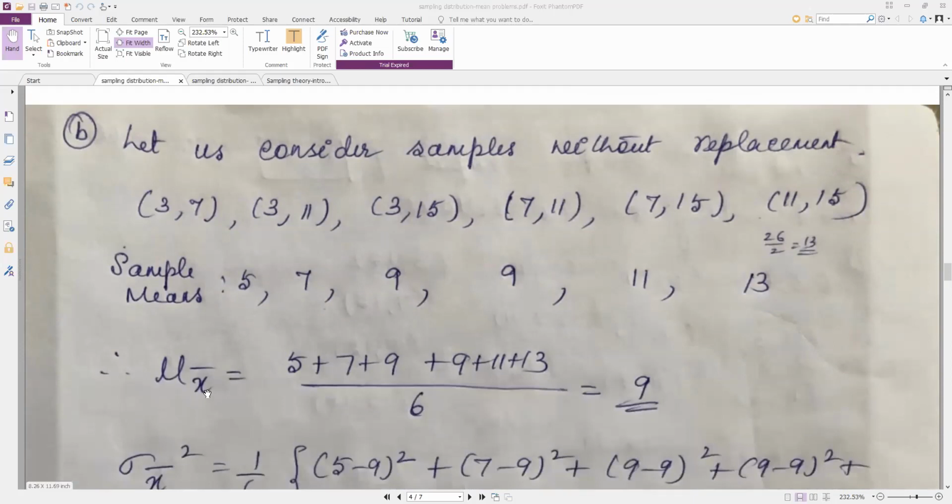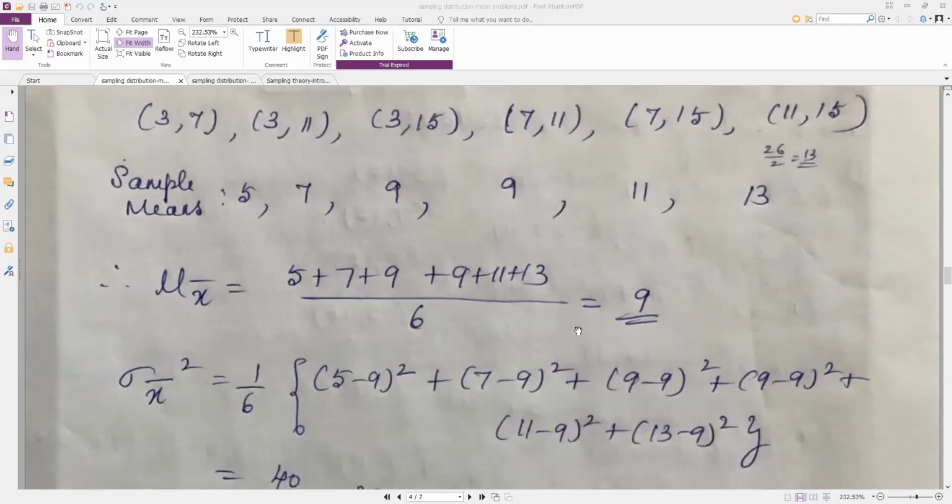Now how to calculate mu x bar? Okay, so add these and divide by 6. Or else you can do it like I did in the previous problem: 5, 7, 9, 11, 13, then write the frequencies 1, 1, 2, 1, 1. Then do that, you will get the same answer. Mu x bar is equal to 9.